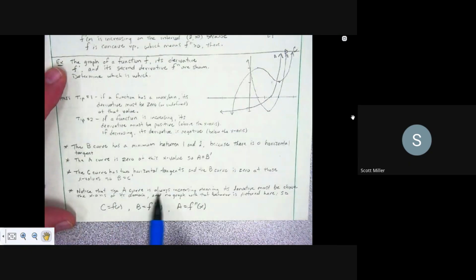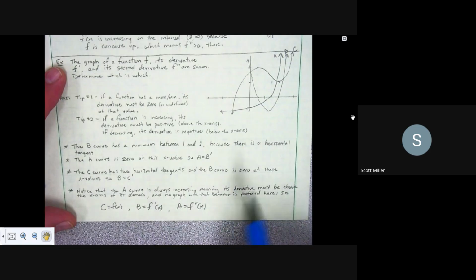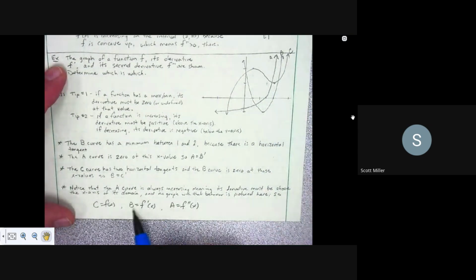Notice that the A curve is always increasing, meaning its derivative must be above the x-axis of its domain. And I have no graphs that behave that way. Okay? So that means what? A has to be the second derivative. I have no derivative for A sitting up here, so A has to be the lowest derivative, which is the second derivative. Then B is that, and C is that. Okay? A had to be the derivative of B, and B had to be the derivative of C. And so there's your way that you determine which one is which.